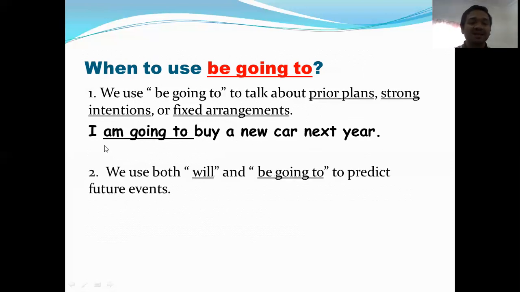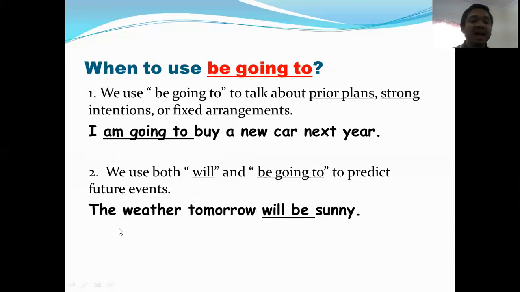Next, we use both will and be going to to predict future events. When you say predict, you are guessing what is going to happen in the near future. That's something to predict. So we use both will and be going to to predict future events.